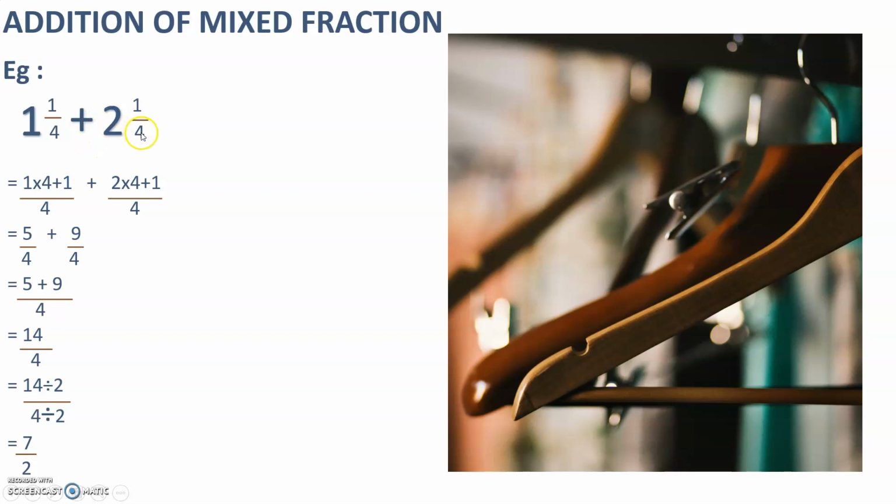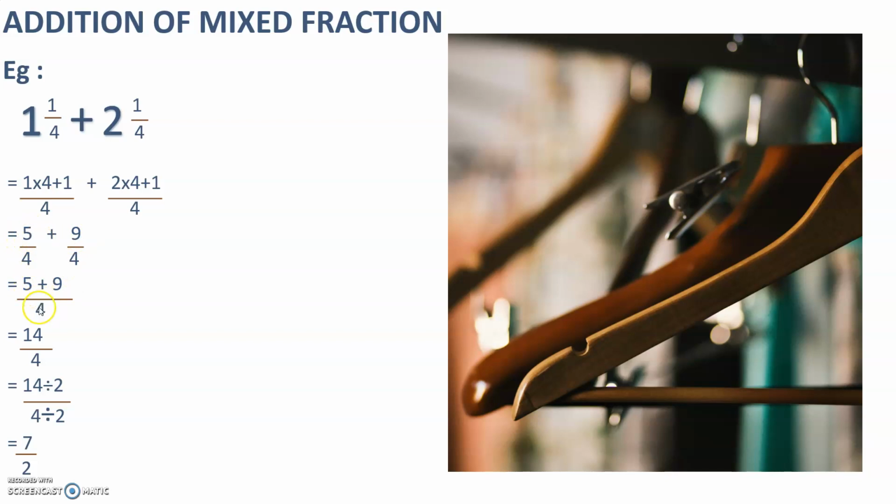Next, 2 into 4 plus 1 upon 4. Now, 1 4s are 4 plus 1 is 5. So, 5 upon 4. Then plus sign. Then 2 into 4 plus 1. So, 2 into 4 is 8. 8 plus 1 is 9. 9 upon 4, which is equal to 5 plus 9.